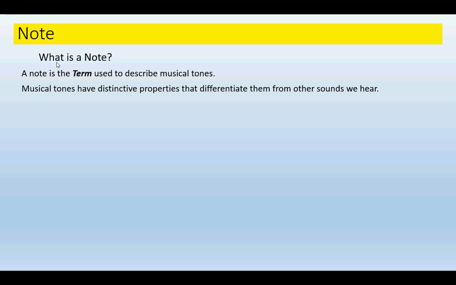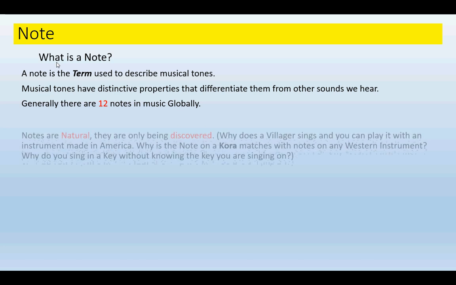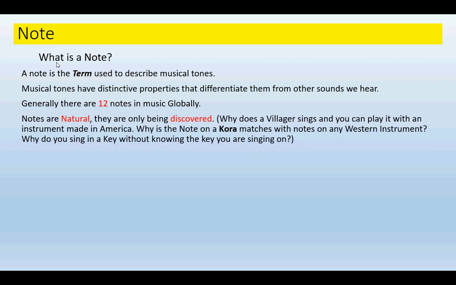But we'll be looking at them in subsequent fundamentals. Generally, there are 12 notes, 12 tones that we use in music. As we progress, you're going to know them. For now, it's 12. Notes are natural, just as with most things in life. God put them there. They are only being discovered.